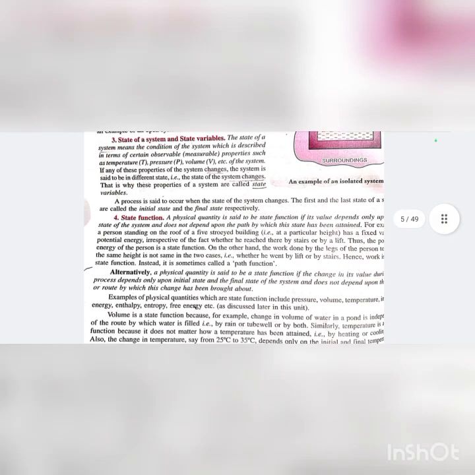A process is said to occur when the state of the system changes. The first and last states of a system are called the initial and the final state, respectively. Fourth is state function.